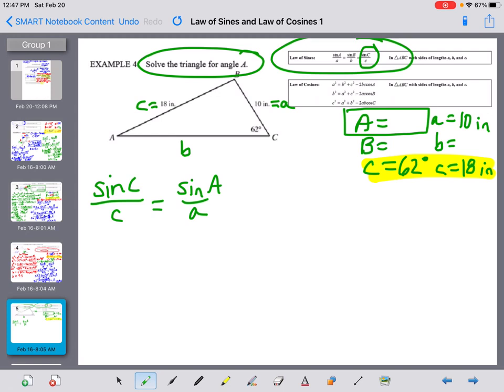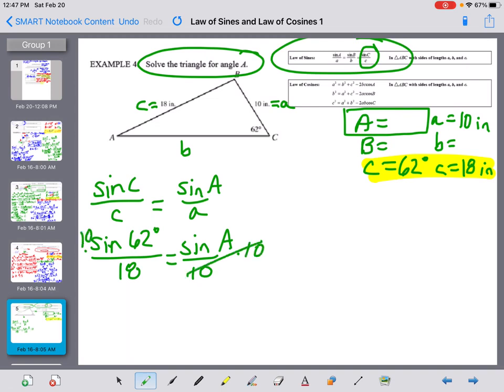All right, plug and chug. In for angle C is 62 degrees. In for side C is 18. In for angle A, we don't know. I leave it angle A. In for side A, I have a 10. Okay, trying to solve for angle A. It's on the top. I don't need to move it. I need to move things away. So I'm going to multiply by 10 to get rid of that divide by 10. So I have 10 times the sine of 62 over 18 equals sine of A.